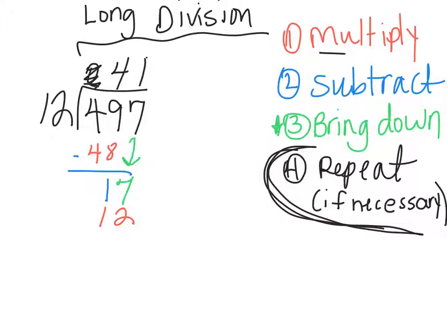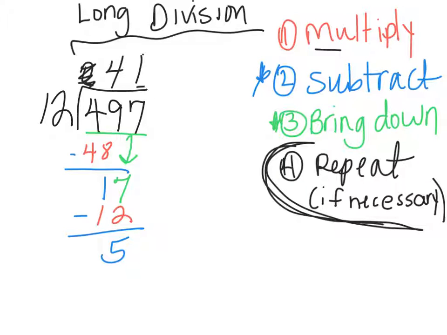Alright, following my steps again, I'm subtracting. 17 minus 12 is 5. Okay, now my next step would be to bring down, but there's nothing to bring down. I'm all out of numbers up here. So I don't even have to repeat if necessary. I'm out of numbers to put something on top of up here. So I'm done. So my answer is, well, you could do it any number of ways.